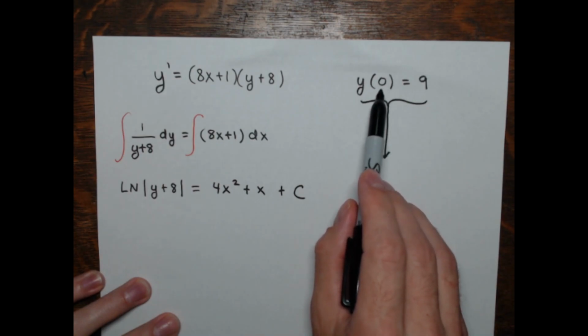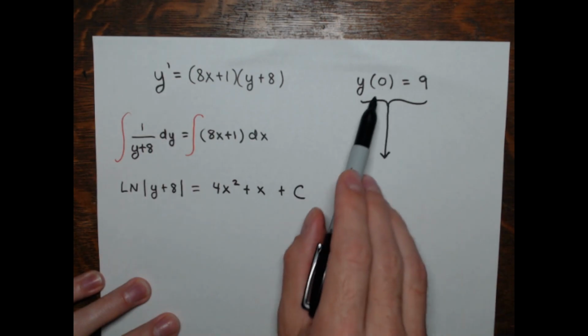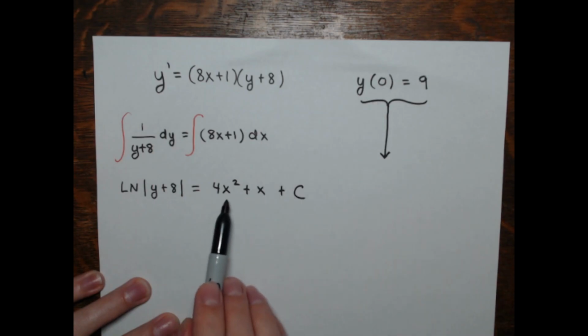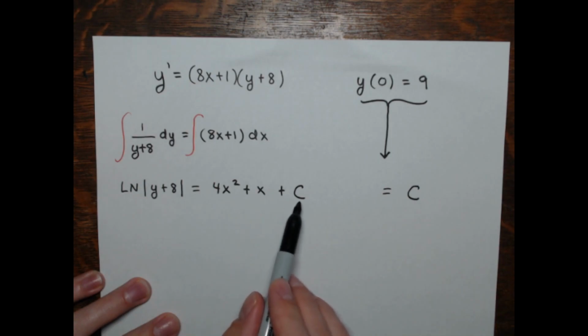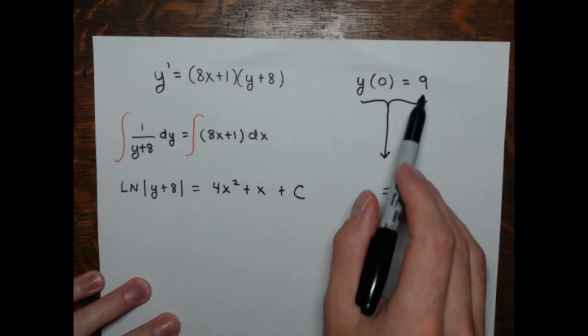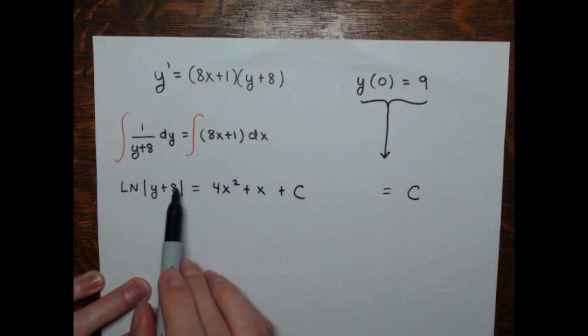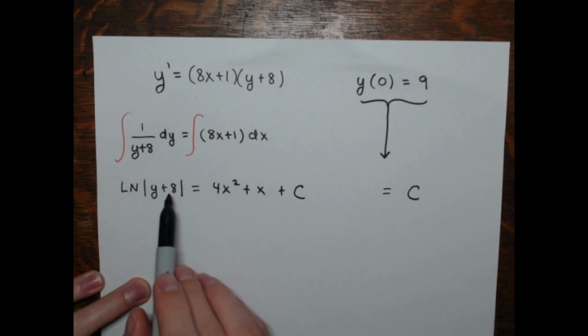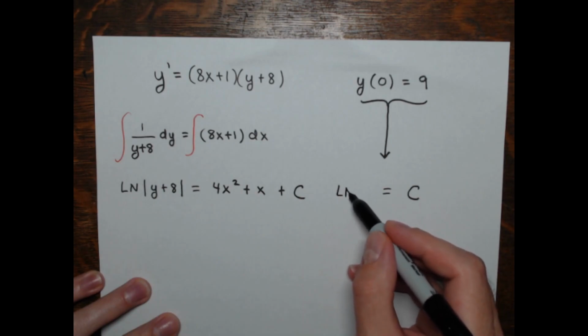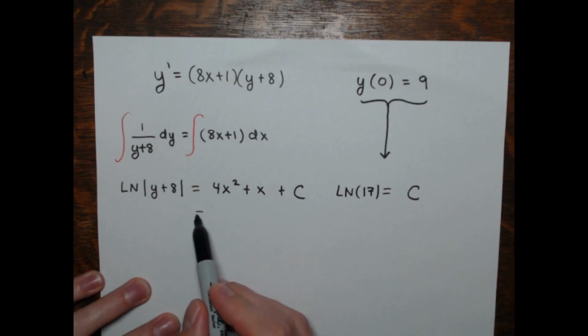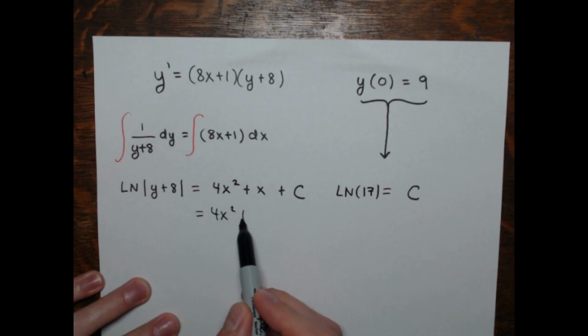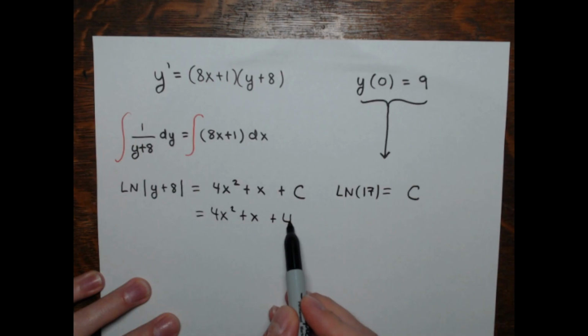Now the constant, when x equals 0, the right side is just the constant. Right? You'd have 0 plus constant plus c. Y equals 9. 9 plus 8 is 17. The absolute value of 17 is 17. You just have the natural log of 17 on the left. So there's your constant. So this is 4x squared plus x plus the natural log of 17.